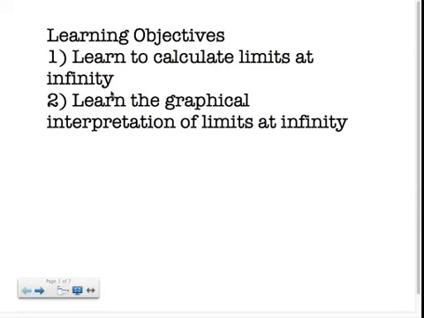Up till now, we've been looking at limits at specific x values and essentially looking at whether or not the graph of our function came to the same y value on both sides. Today, you're going to look at limits way to the right or way to the left on your graph. In other words, limits at either infinity or negative infinity.